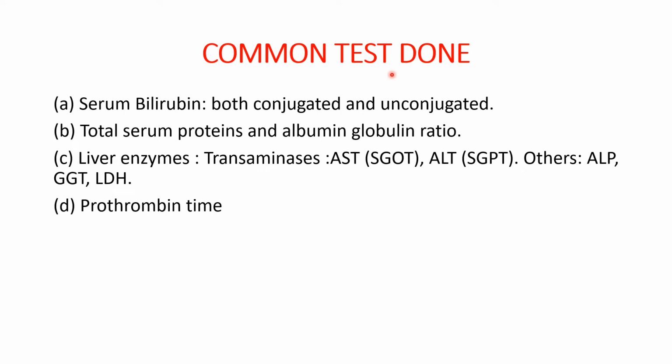The common tests done to assess the function of the liver are: first one is serum bilirubin estimation. Here we measure both conjugated and unconjugated forms of bilirubin. Then total serum proteins and albumin to globulin ratio. Then assessment of liver enzymes like transaminases and prothrombin time. Here are some enzymes like AST, ALT, and then ALP we can measure, GGT, LDH, all these are the enzymes that we can measure. Next is prothrombin time.